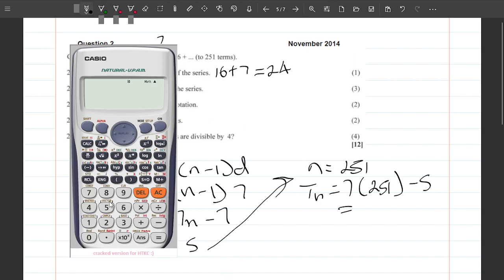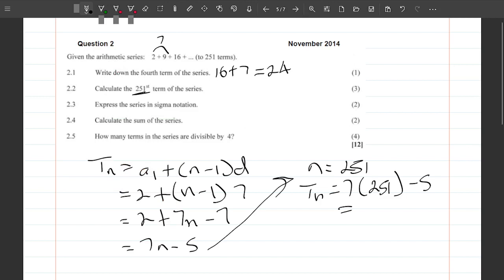So for this, it's just going to be 7 times (251 minus 5), and then we get 1752. 1752, yes, got it. So that's what we get for that, 1752. That's the value we get for the 251st term.